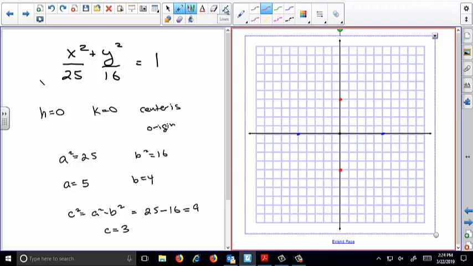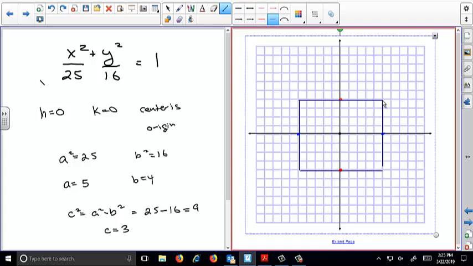Now let's draw a square or rectangle that encompasses these 4 values. I'll fix the alignment here in a second once I get something on the paper. That one looks pretty good. This one's a little off.